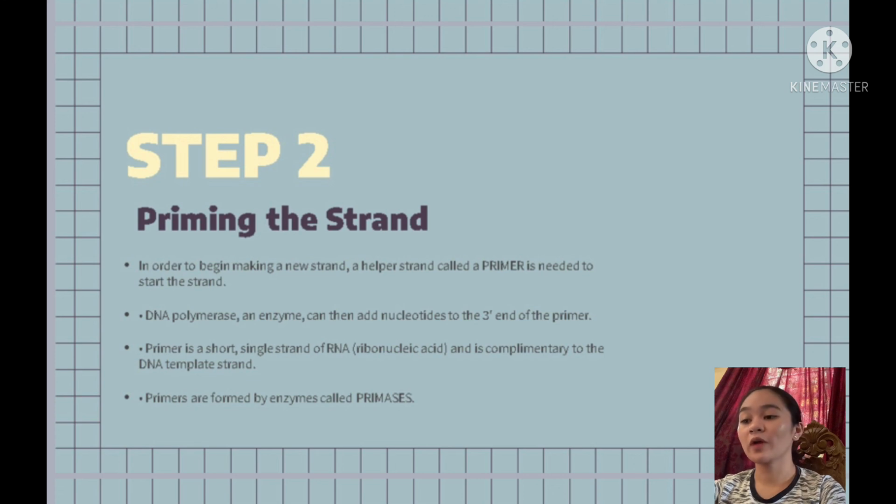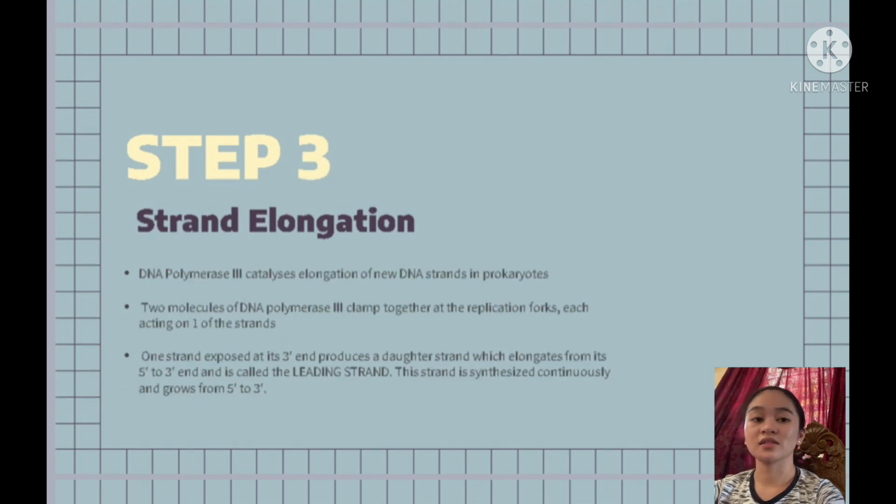Step 2. Priming the strand. A primer is a short single strand of RNA, or ribonucleic acid, and it is complementary to the DNA's template strand. In order to begin making a new strand, a helper strand called a primer is needed. Primers are formed by enzymes called primases.